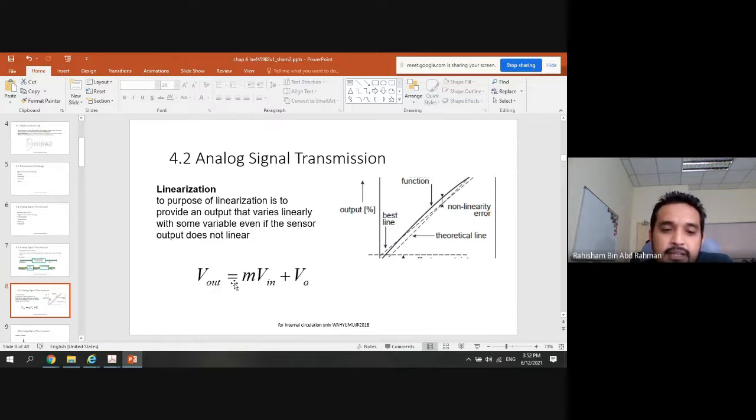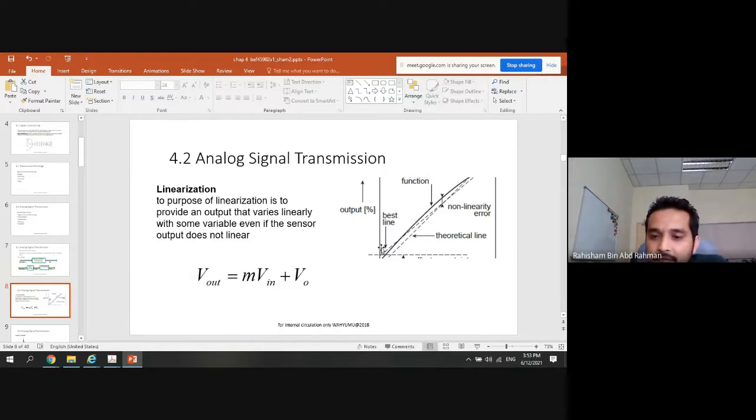But in this case, since we are dealing with voltage and current, y is V out. V out is equal to mV in plus c, where m is the slope of the graph, V in is the input voltage, and c is the intercept at the y-axis. It means, what value do we start at? We start at 5 volt, we start at 0, we start at 10, we start at kV. These are the very fundamental equations for a linear plot.